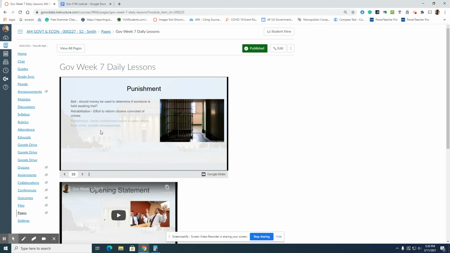Rehabilitation versus punishment. The question is, should we put more effort into rehabilitating prisoners or into punishing them? Rehabilitation allows them to become reformed so they become better citizens when they get out of prison. Punishment, of course, is to provide some type of harsh confinement to deter others from committing the crime, and it also means there are consequences. The United States focuses more on punishment. Other countries like Sweden or Norway focus on rehabilitation. There is less chance that criminals will return to crime in countries that use rehabilitation. There's a greater chance they'll return to crime when punishment is used.